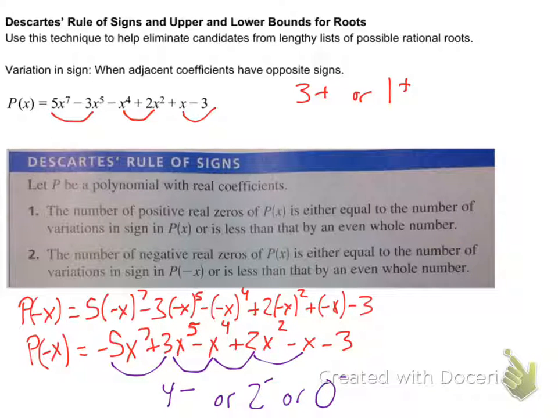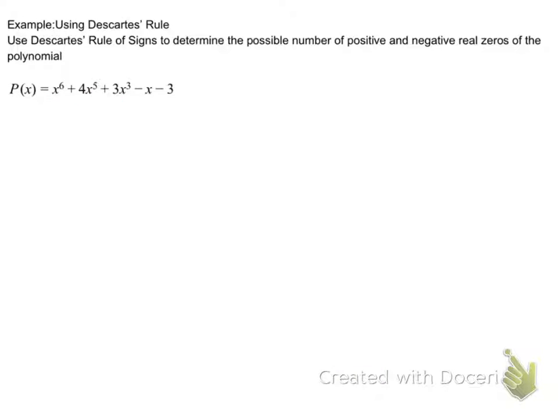Notice, I'm not asking you to find them. Watch your directions in your homework, because some of them are just to state how many potential positive or negative answers or solutions, okay? Do you think you guys can try one of those on your own? Okay, I want you guys to just determine the possible number of positive and negative zeros of this polynomial. It's the 6th degree, already in standard form. I'll give you guys a couple seconds, or a minute.